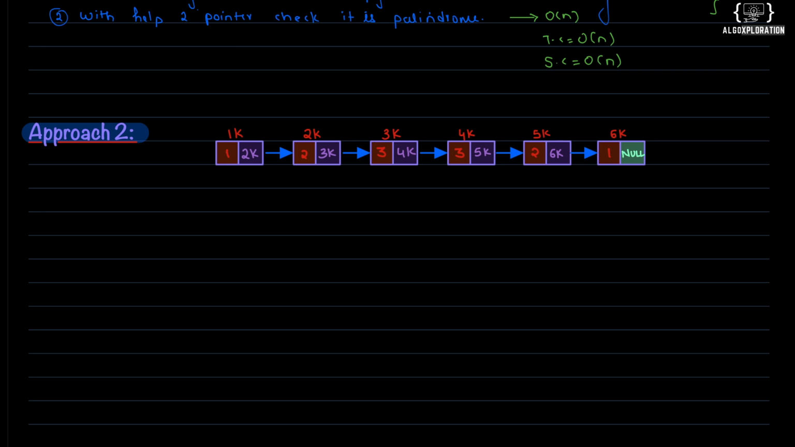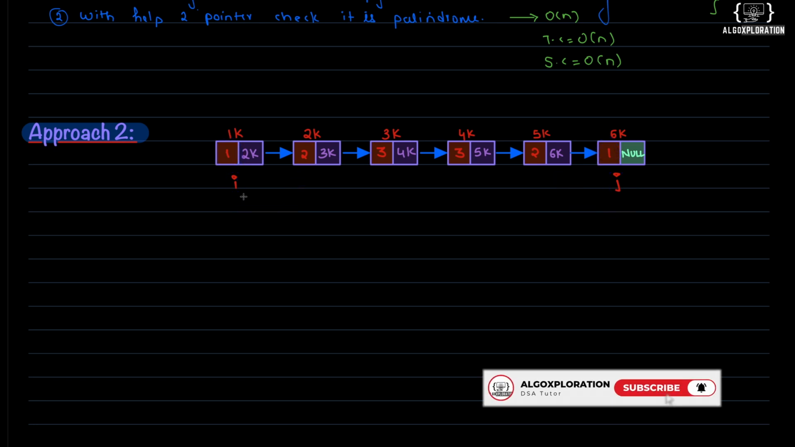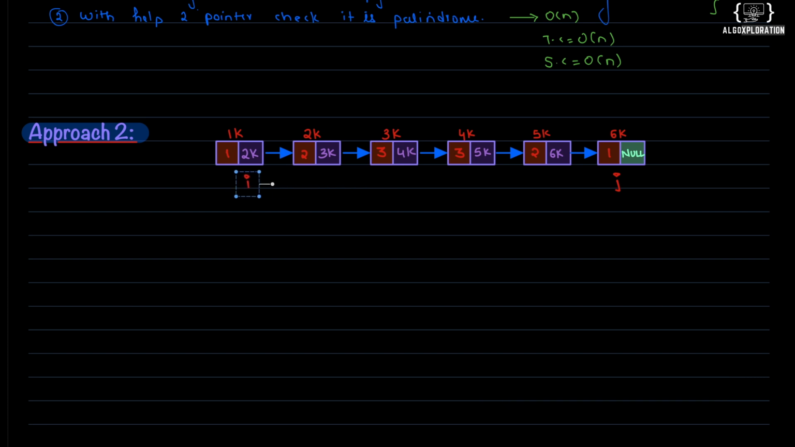That means one variable will be pointing to the first node and the other variable will be pointing to the last node. If they are both equal, we need to move our i to the next node and move j to the previous node. But here we can move i towards the next, but since this is a singly linked list, I am not able to go backward, right?